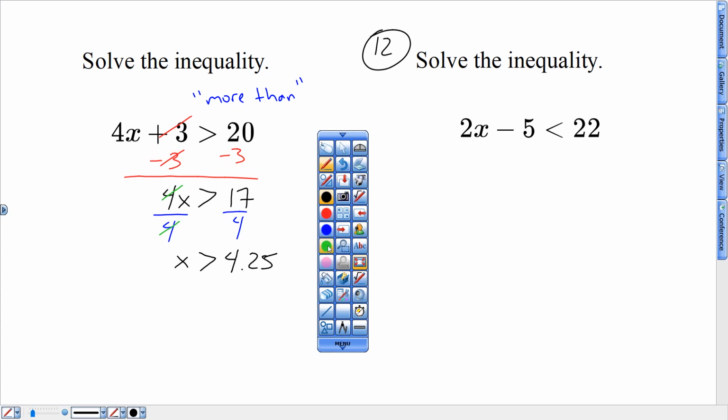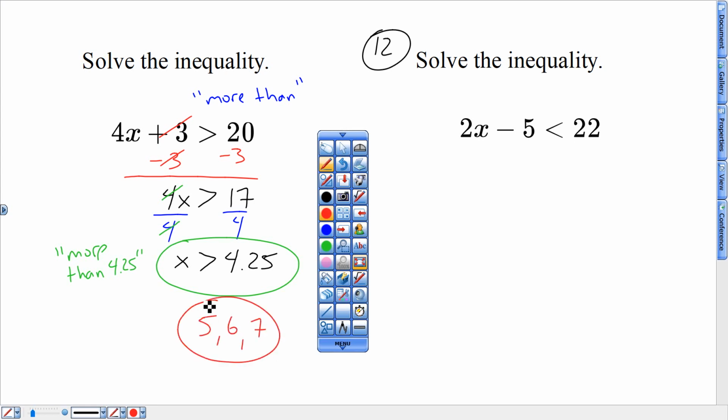I like to have you spell it out in words. More than 4.25, because I want you to be able to give me some numbers that are more than 4.25. So how about 5, 6, 7? Those three numbers are more than 4.25.